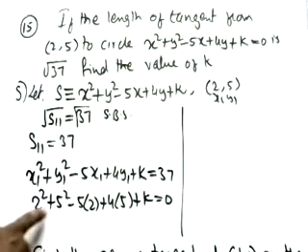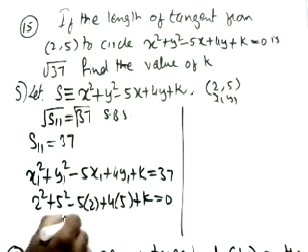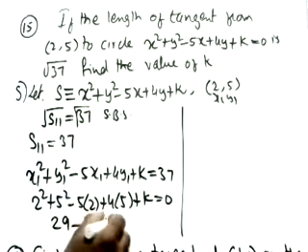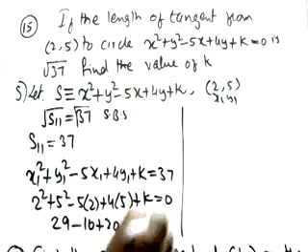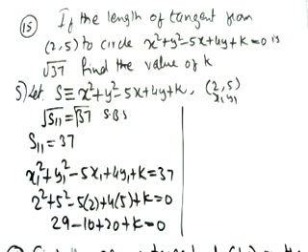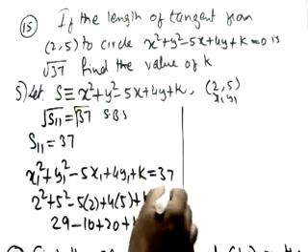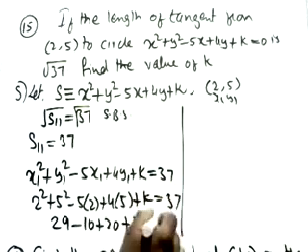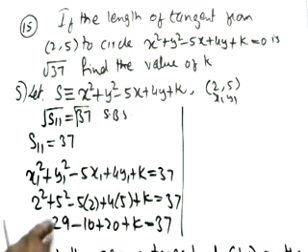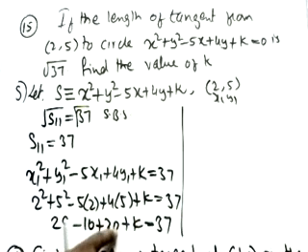5 square, what is 5 square? 25. 25 plus 4 is 29 minus 10 plus 20 plus k equals to 0. Sorry, equals to, we are having 37 here. 37. Once more, see here.